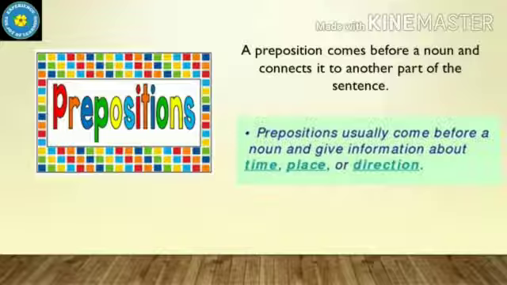What is a preposition? A preposition comes before a noun and it connects it to another part of a sentence. There are three types of prepositions. We say preposition of time, preposition of place, and preposition of direction. There are n number of prepositions that you can use. The only thing that you have to do is learn to identify them and use them correctly in your language to give a proper sense to your sentence.